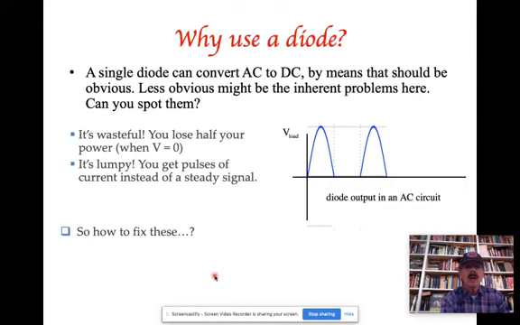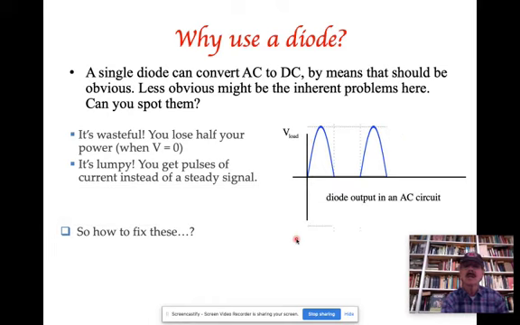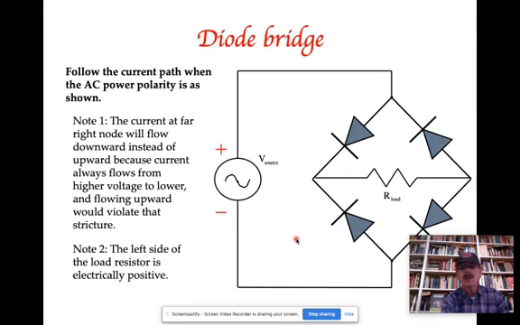So we had some problems though with diodes. Number one, you're wasting about half of your energy. And number two, the DC that you come out with is very lumpy. It doesn't look like what you think DC should look like. Normally, you would think that a 3-volt DC source would be just right straight across. That's not what you're seeing here. So the question arises, how do you fix that? And the answer is really quite clever.